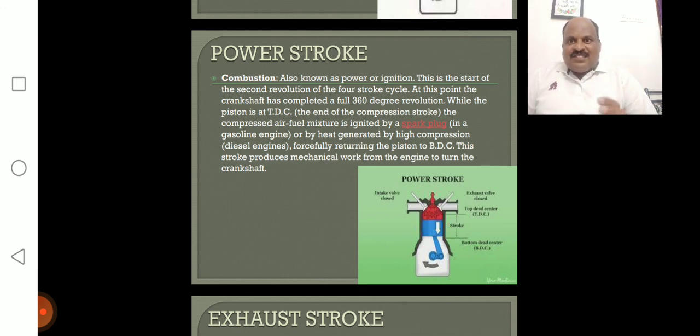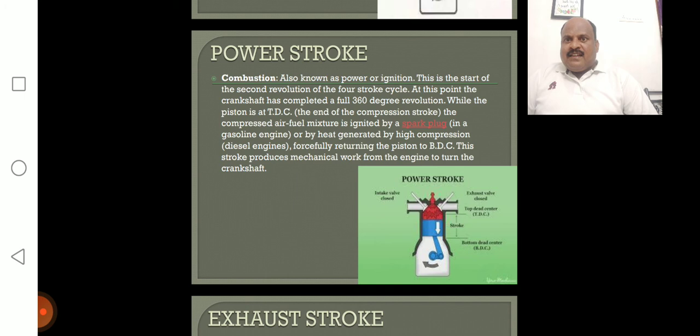In gasoline engines, meaning petrol engines, we use spark plugs to ignite the fuel and air mixture, or it is ignited by heat generated by high compression in a diesel engine. In a diesel engine, we can see there is one injector, and from that injector the engine sprays diesel.